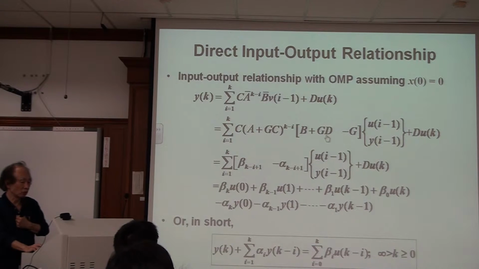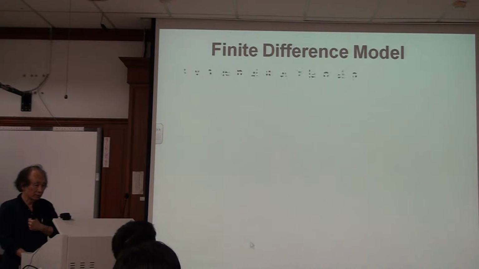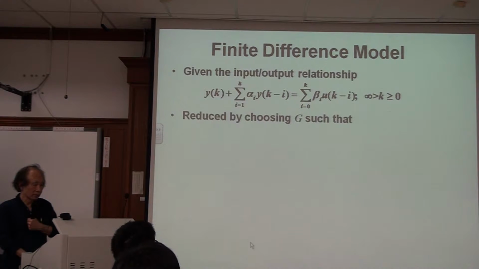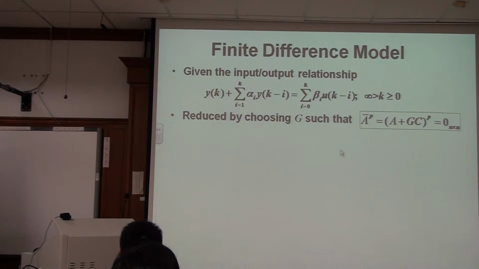Now, if we have an observer like a G, then we can choose the G such that this k won't be that long. So in the second here, the final difference model is this. If we choose a P such that A bar to the P equal to the all zero matrix. So here, now the P. Important sense is P. In the example, our P equal to 2, right? That's our example. We have a spring example and P equal to 2.